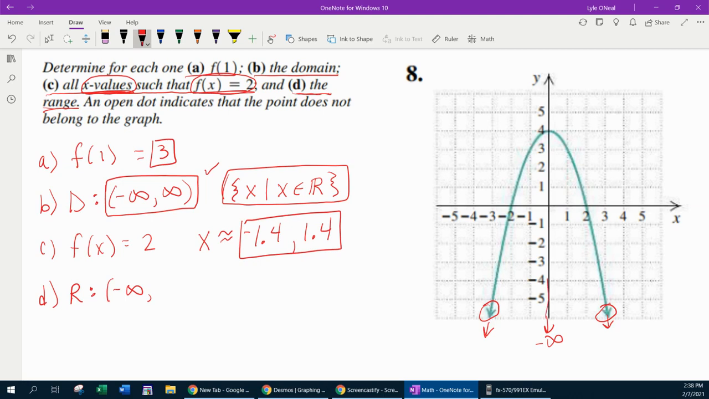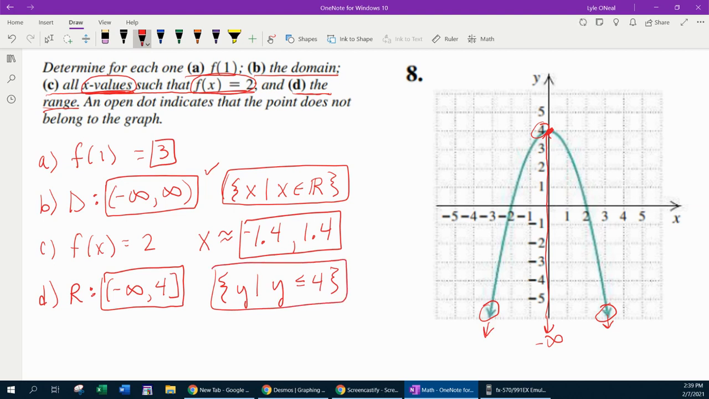And how high does it get? Well, it looks like it maxes out at 4. And since this is a parabola, we're going to say that the vertex, the top point, touches at 4. And so we're going to use a bracket that indicates 4 is included. Now that is the interval notation. We also need to express that in set notation. And so that would be the set of all y such that y is less than or equal to 4.